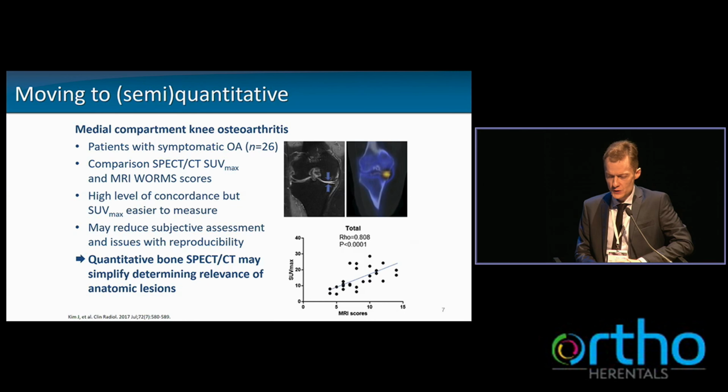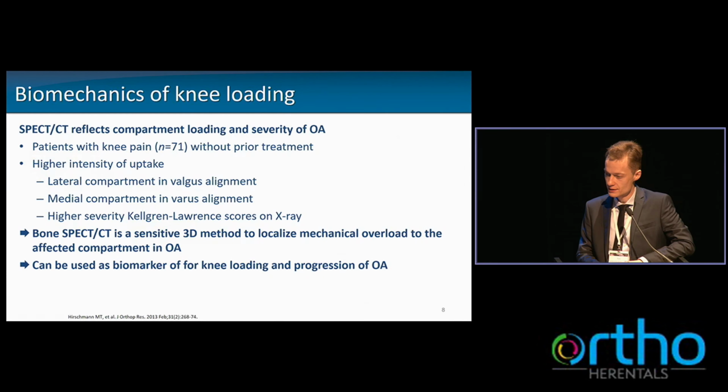Interestingly, or what you could expect, is that there was a high level of concordance of SUV with what you see on MRI, but SUV was simply much easier to measure. So this may help you in doing this more quickly. It can also reduce subjective assessment and issues with reproducibility. And it can assist you in a very easy way to determine what is possibly the clinical relevance of the lesions that you can find on MRI. So this is very interesting research that is ongoing at this time.